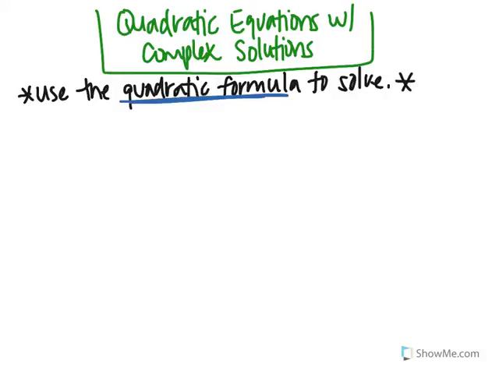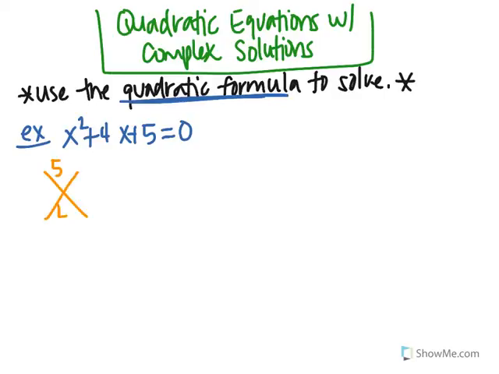So here's an example. You're asked to solve this quadratic, and most people generally start by trying to factor it: find two numbers that multiply to 5 and add to 4. You try 5 and negative 1, that adds to 4, but it doesn't multiply to 5. So it's not factorable. I told you anything with an imaginary solution isn't going to be factorable, so you have to go right to the quadratic formula.